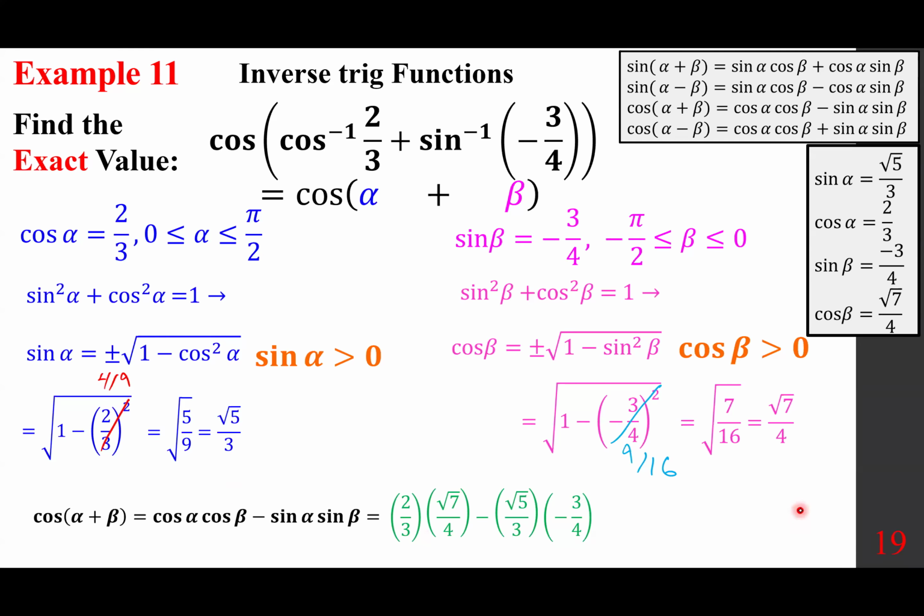They all have the same denominator, 12. So fraction bar 12. What's at top? 2 square root of 7 minus and minus plus 3 square root of 5. And that's the final answer, everybody.